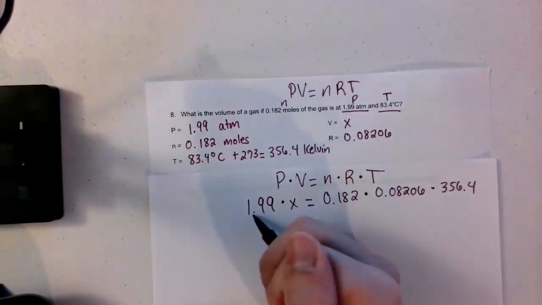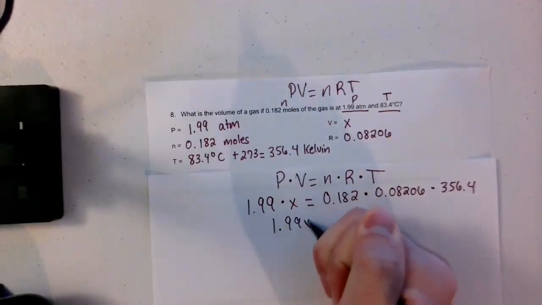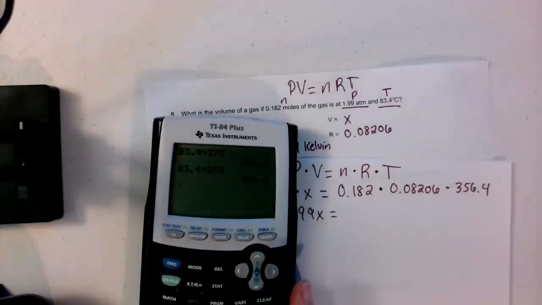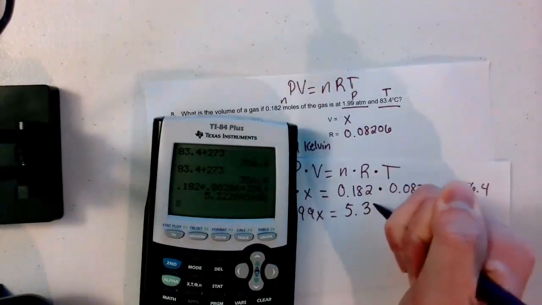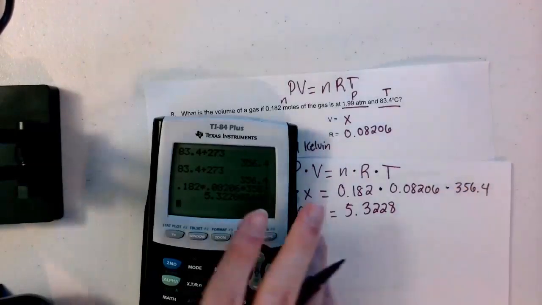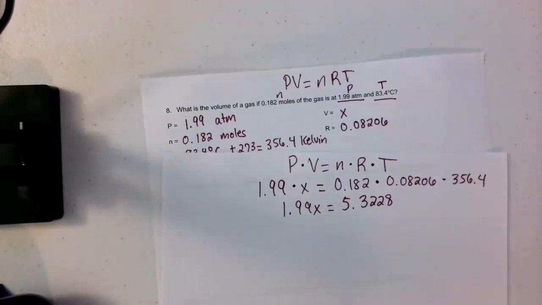Alright, to solve this, it's just going to be like doing algebra like we have been doing. So on this side it's going to be 1.99 times x, so that's just going to be 1.99x, equals, and then on the right side, we're going to multiply all three of these numbers together. So I'm going to multiply 0.182 times 0.08206 times 356.4. And that's going to give me 5.3228. Now we're left with 1.99x equals 5.3228.